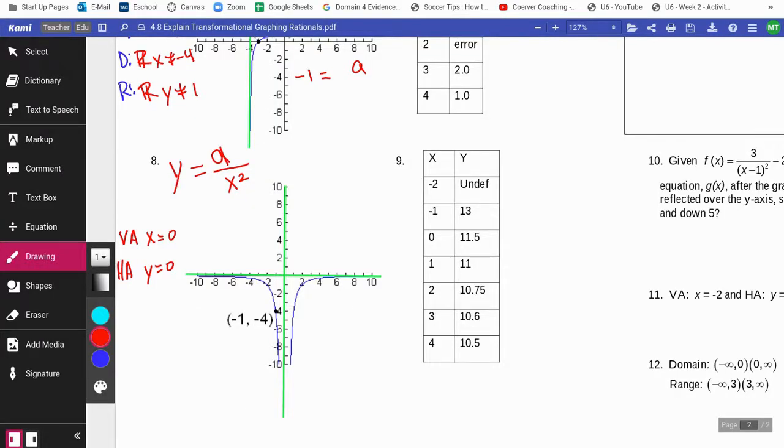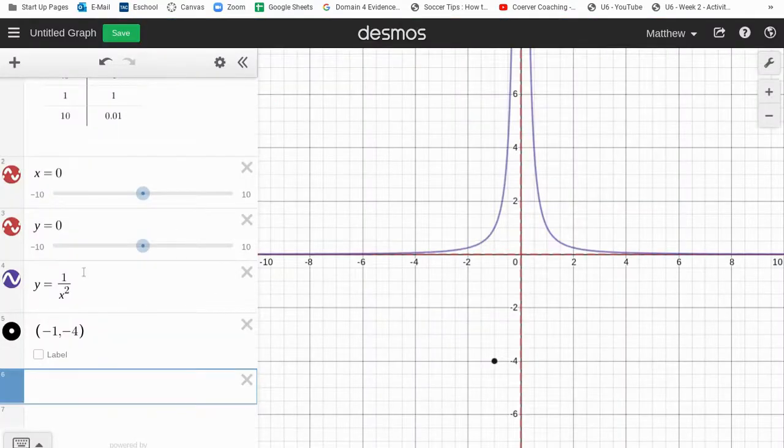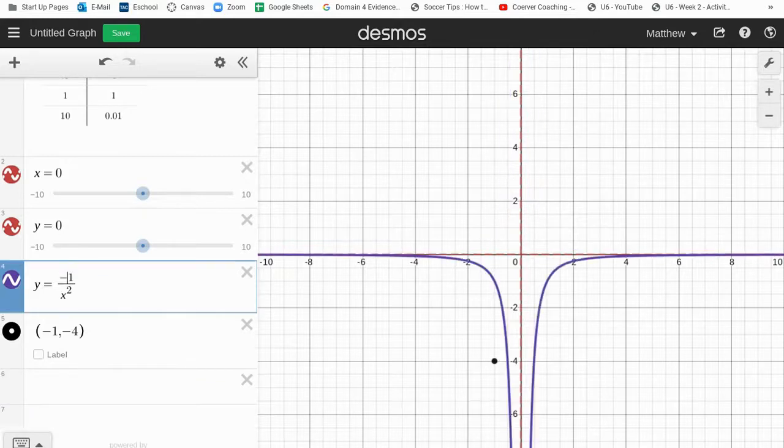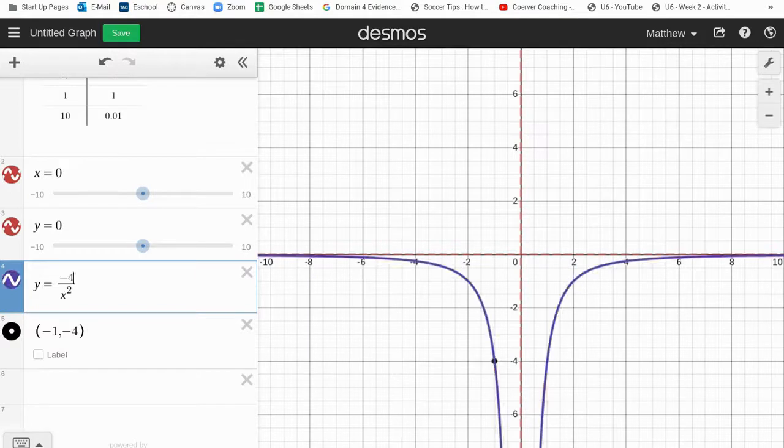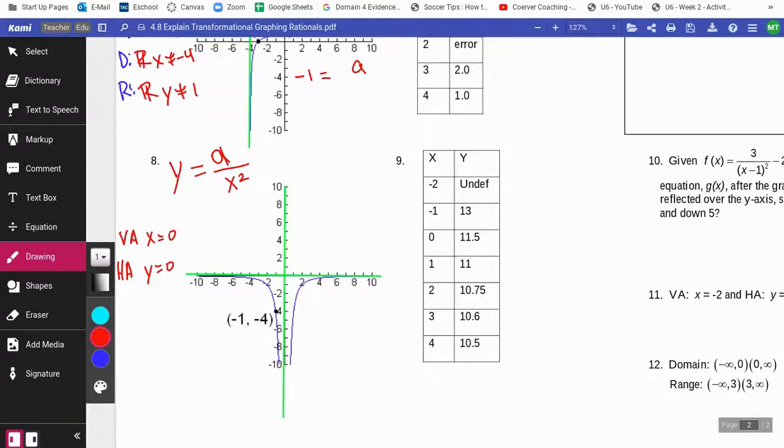Yes. And so now I know that I need to reflect this, so I change that to a negative. It still doesn't go through that point, so I change this number. I start going and say 2, nope, 3, nope, 4, yes. So now it went through that. I'm just guessing and checking with Desmos. And so here's my equation. So the a value is -4, so I can erase this a value and substitute a -4 there.